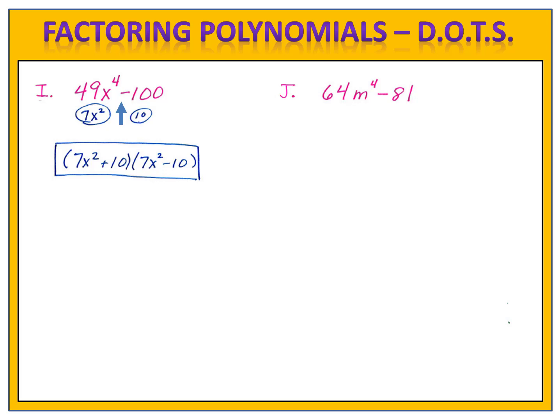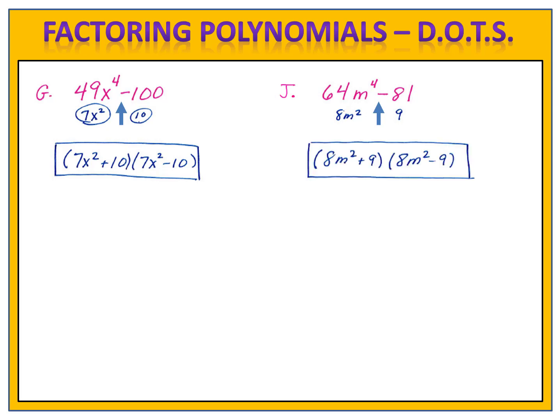Let's see how you did. We have a difference of perfect squares. 8m squared times 8m squared gives us 64m to the fourth, and 9 times 9 gives us 81. The terms are connected by subtraction. A perfect square minus a perfect square, a difference of two squares. We can factor this into a conjugate pair of binomials, 8m squared plus 9 times 8m squared minus 9.